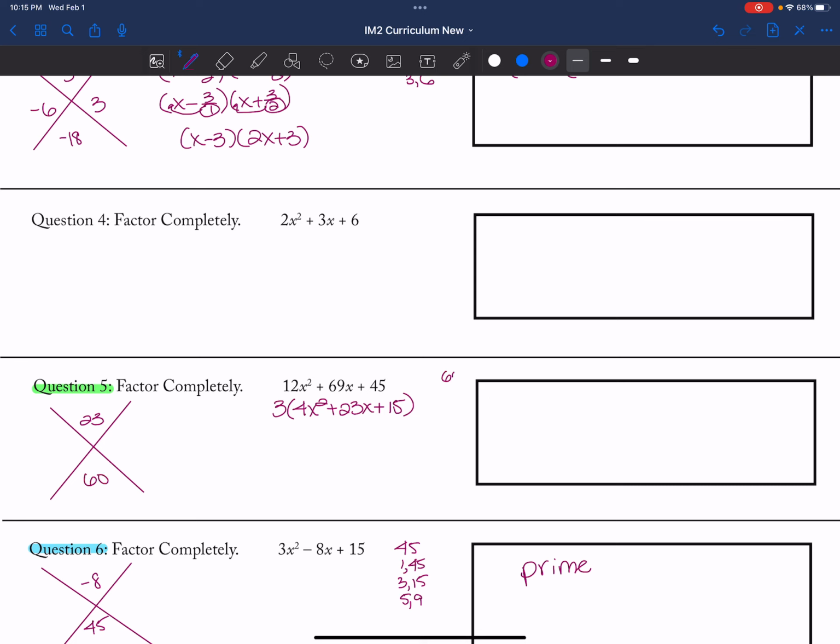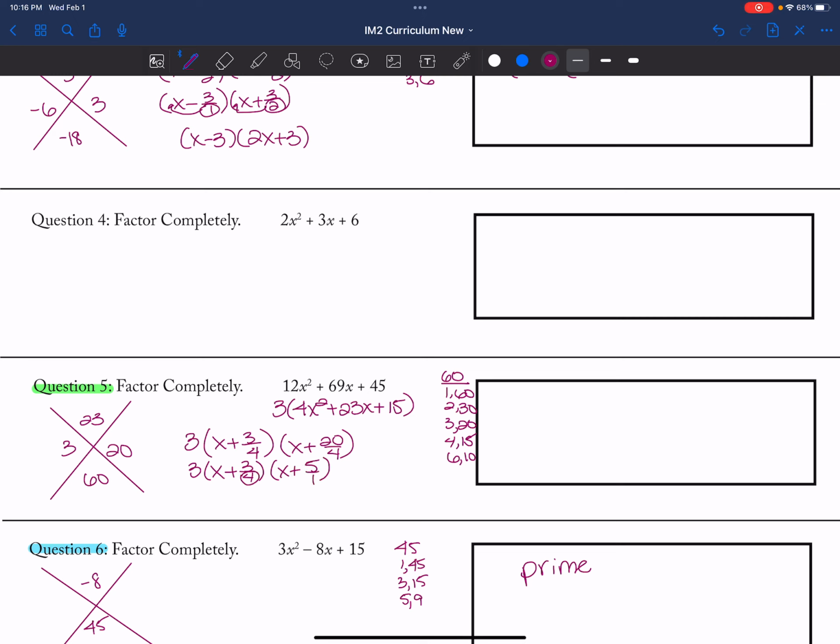So factors of 60: 1 and 60, 2 and 30, 3 and 20, 4 and 15 because we just did that, 6 and 10, 7 nope, 8 nope, 9 nope. Okay. So I need 23. So that's 3 and 20. So I have a 3, and then I have an x plus 3 over 4, and an x plus 20 over 4. Okay, so then I'm going to reduce. So I have 3 times x plus 3 over 4, and x plus 5 over 1.